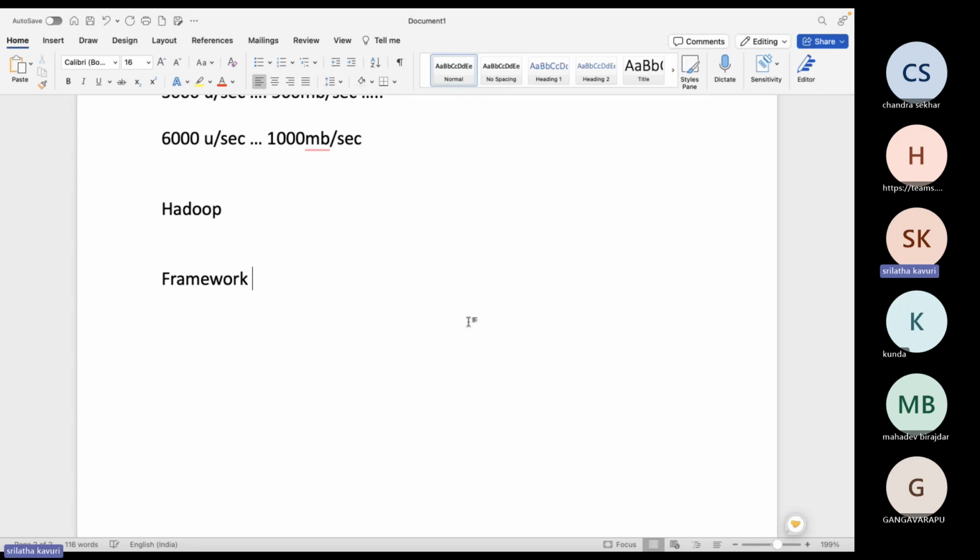But don't worry, it's not necessarily like we should write only in Java to work with Hadoop. We can simply use SQL and Python to get things done. So nothing to worry. Hadoop is a framework that does distributed processing. So let's just understand what this distributed processing is.